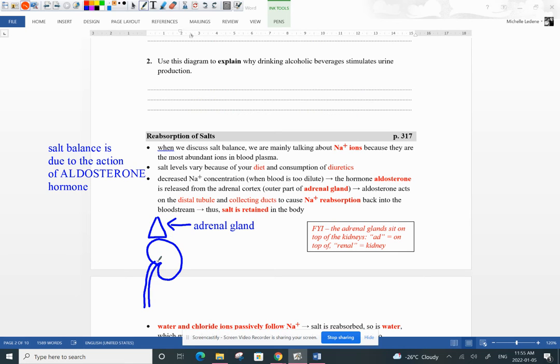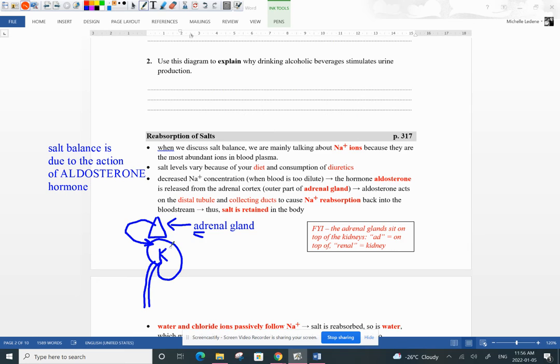So if you have a kidney on either side of your body at the back, kind of under your ribs, here's the kidney, and then here's the ureters. So you've got one on each side. Sitting just on top of each kidney is the adrenal gland. So ad means on top of, renal means kidney. So here's where the aldosterone is made, and then it just travels through the bloodstream to the kidney.